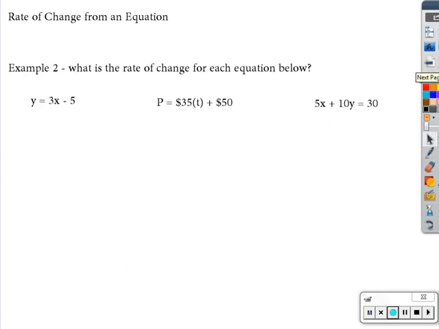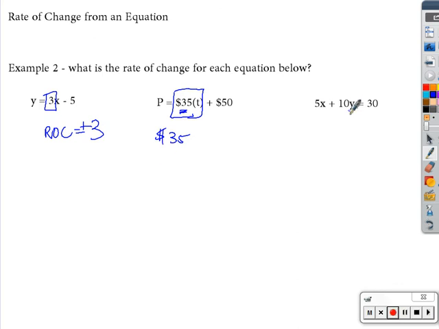Next, what about an equation? If it's an equation, I'm trying to determine the rate of change. I'm looking for the m in the mx plus b. In this case, my rate of change is 3, plus 3 to be exact. And this is a little bit more of a real life example. I have the 35t plus $50. The $35 is my rate of change.